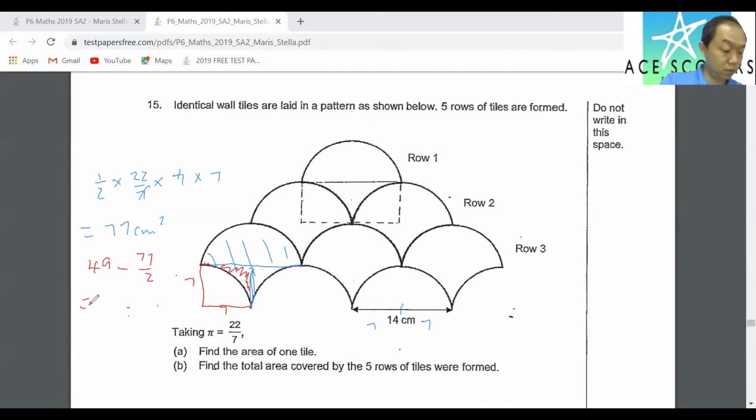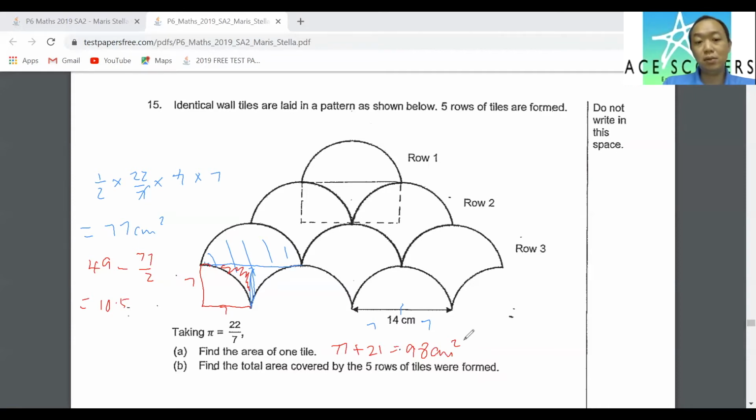So we get 77 over 2, 10.5. So one arrowhead is 10.5, two of them will be 21. So the area of one tile is just 77 plus 21, which is 98 cm squared. So that's 98 cm squared.